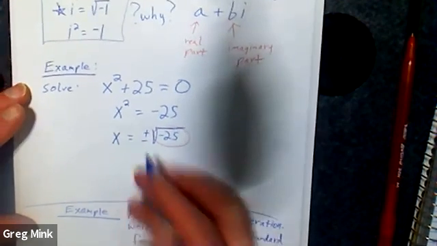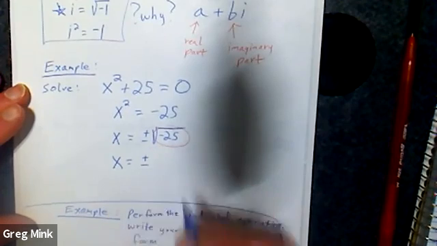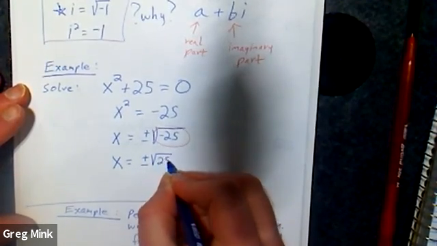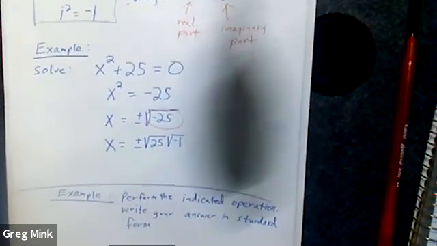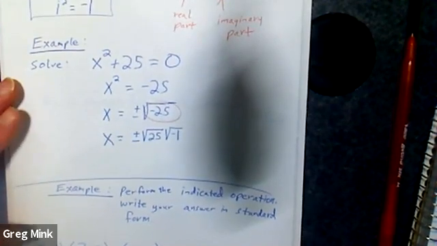Okay, so if we use our definition, what we end up with here, you have to remember your rules of radicals, is you could write it like this: the square root of 25 times the square root of -1. Okay, if you don't know how I did that, make sure you ask. Make sure you find out. You need to know that.